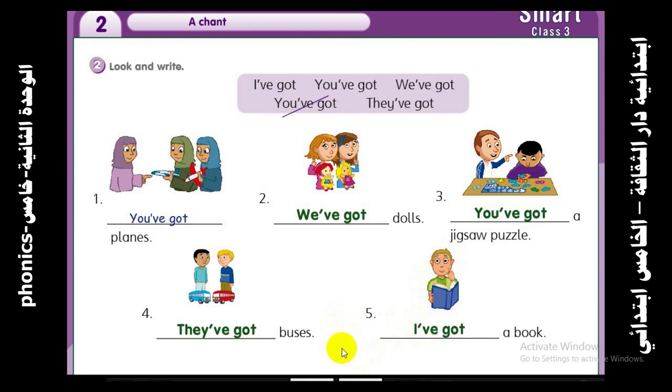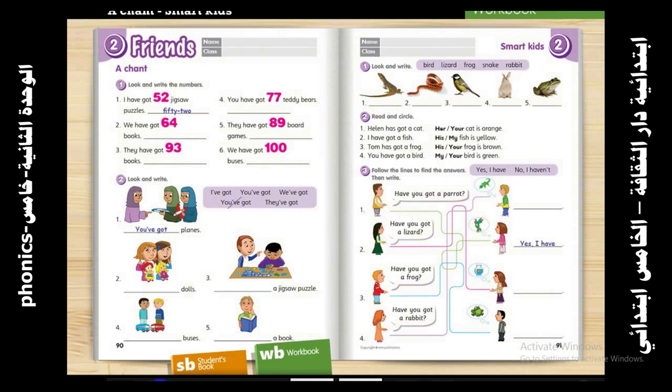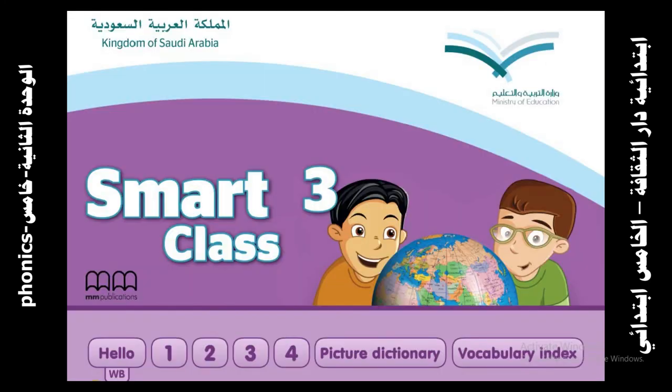Okay. And we will continue possession for he, she and it, has got, in the next lesson. Today we learned the use of have got. Have got with I, you, we, they. Have got. Okay. Here we finished our lesson today. And thank you and goodbye.